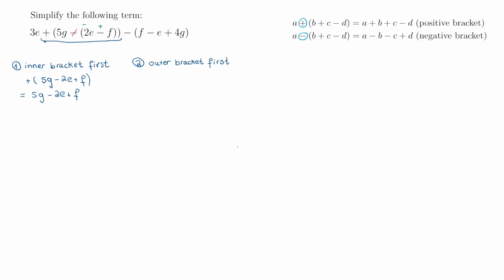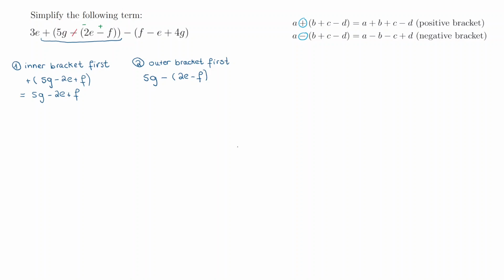So what do we have? We have the plus sign in front of the bracket, so we just copy everything else. And now the question is, how should we deal with this part, with the inner bracket? We just imagine the inner bracket being its own variable. Like imagine this being an a and just apply the rule for the positive bracket to eliminate the outer bracket. So if we do that, we just get 5g, and then we keep our minus sign, and then we just copy everything else. So 2e minus f. And in this way, we eliminated the outer bracket.